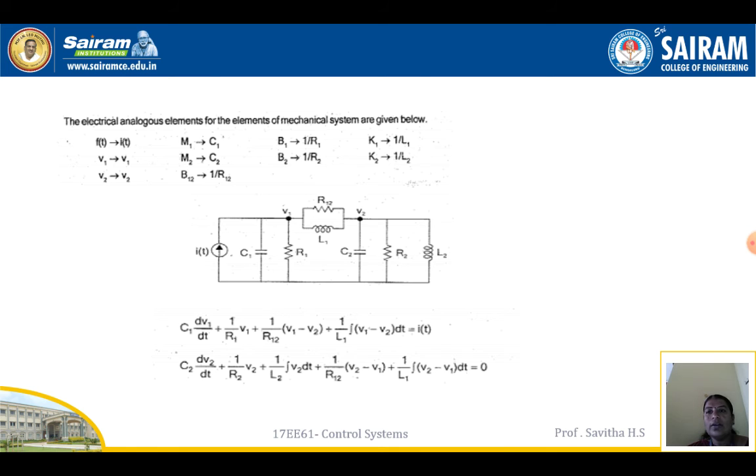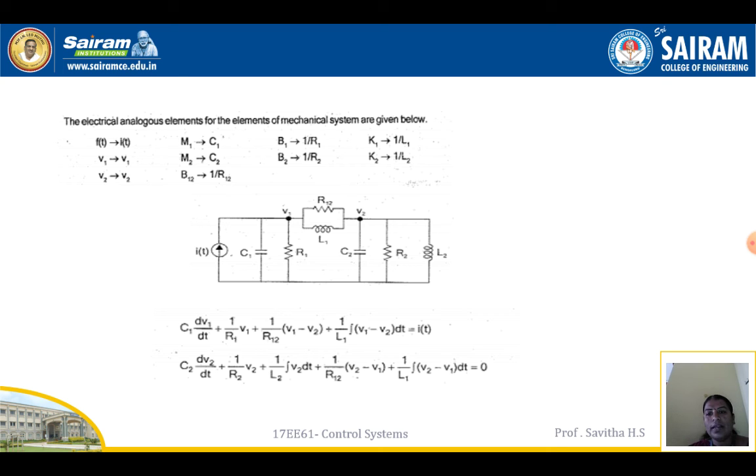The electrical analogous elements for the elements of the mechanical system in the force-current analogy are given below. f(t) is replaced by I(t), m1 by C1, m2 by C2, b12 by 1/R12, b1 by 1/R1, b2 by 1/R2, k1 by 1/L1, and k2 by 1/L2.